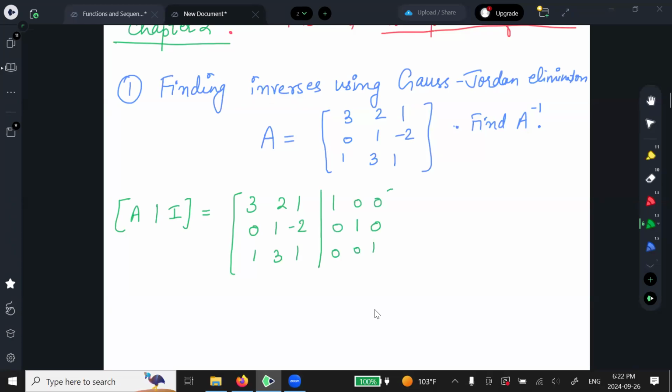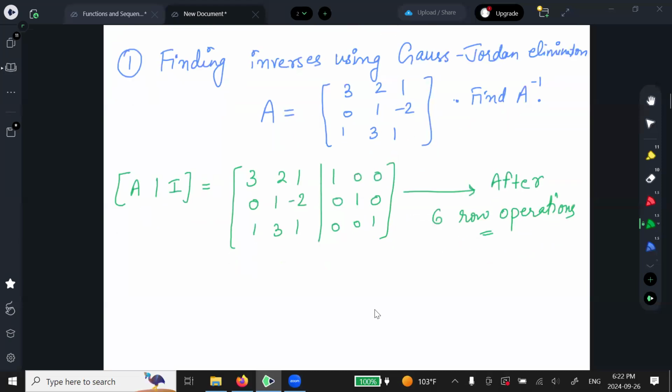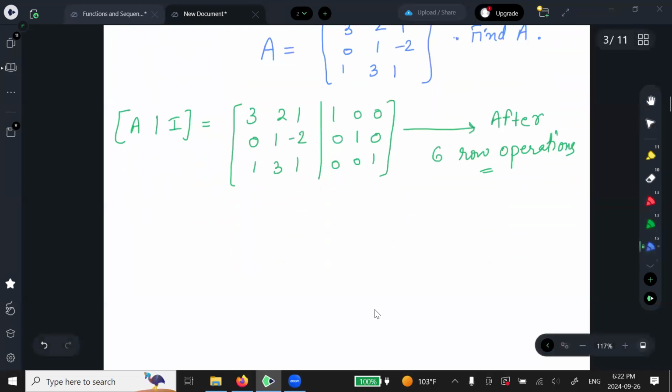Okay, everybody can do this. Now, I have plenty of examples solved in my lecture notes, so I believe in you. You can row reduce this. After 6 row operations, that's one way to check, you will end up with this matrix: 1, 0, 0, 0, 1, 0, 0, 0, 1. So I end up with identity.